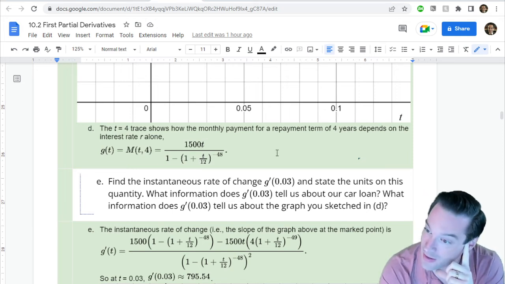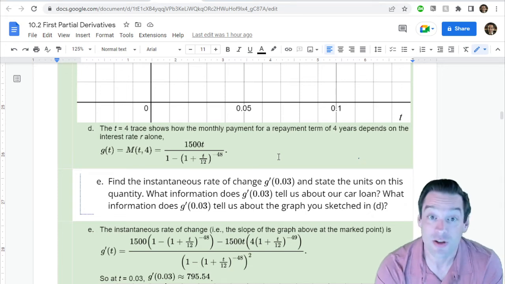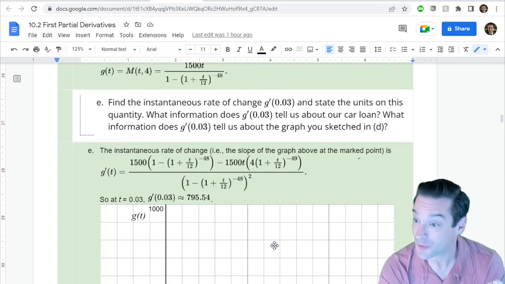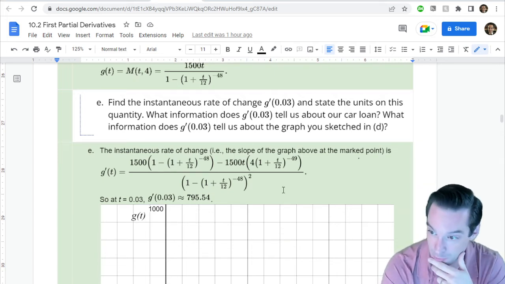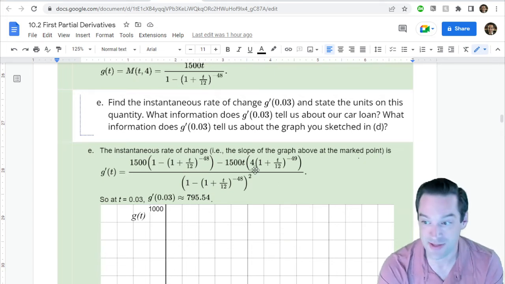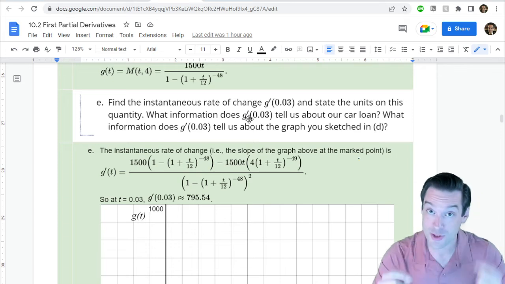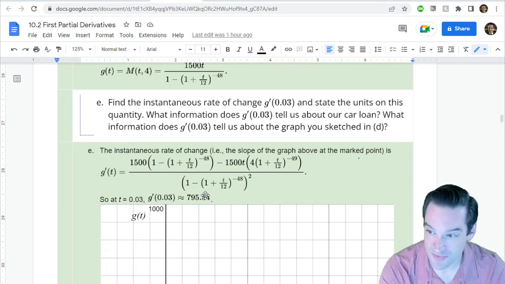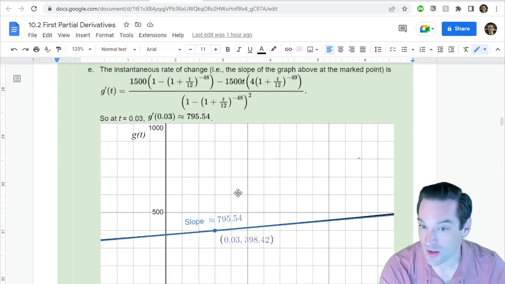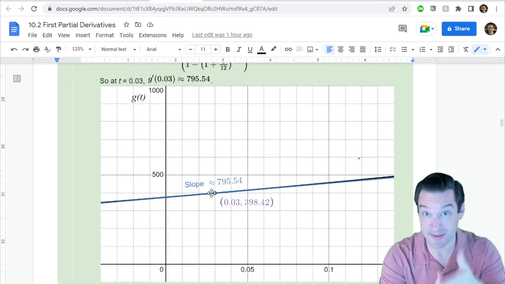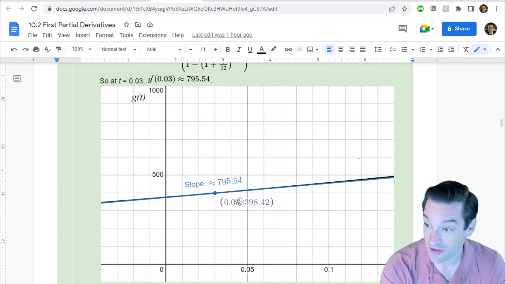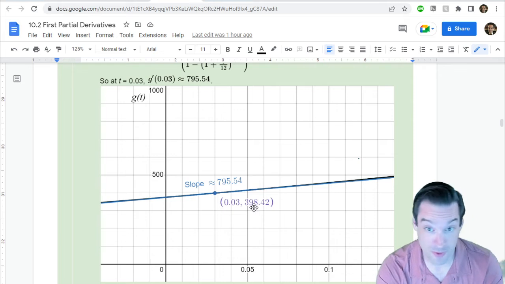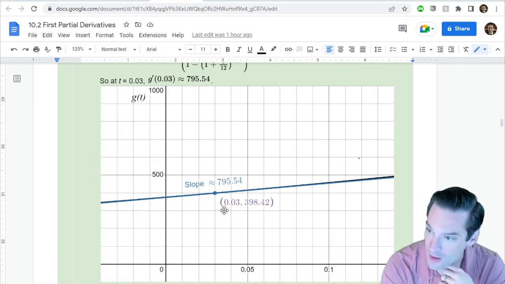And so it depends only on the interest rate, which appears now in these 2 different places in the formula. And so again, I can take the derivative of this, which is even nastier than the previous derivative, because you end up needing a quotient rule to do this one, as well as a chain rule in the process. So you do some nasty derivative. You evaluate this at our original interest rate of 3%, 0.03 for r, and you get a slope, 795.54, which is a slope of a tangent line to that slice of my graph at the point where the interest rate was 3%, the length of term was 4 years, and therefore the monthly payment was $398.42.